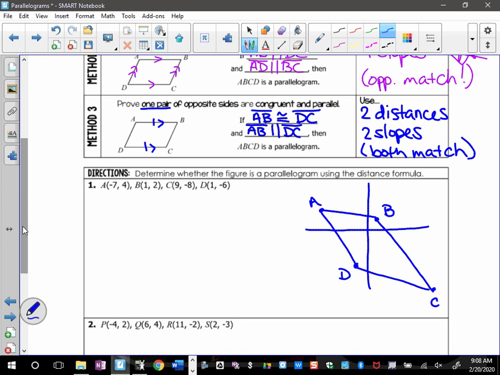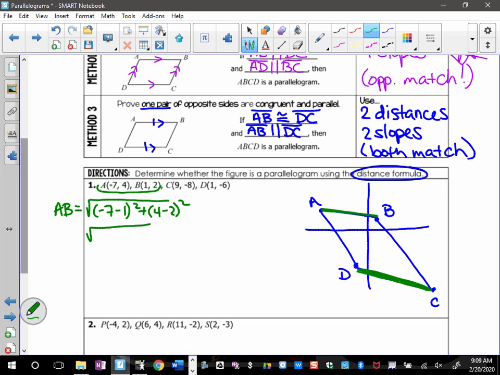For method 1, again, I'm doing distance formula. Because I want to do opposites, I need to compare AB and DC. I'm going to start with those, then see if I have to keep going. So if I'm doing AB, I would have square root of -7 minus 1 squared and 4 minus 2 squared.